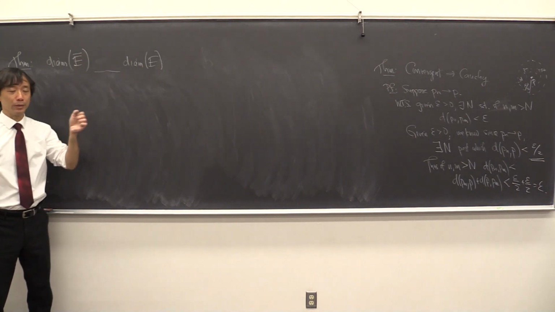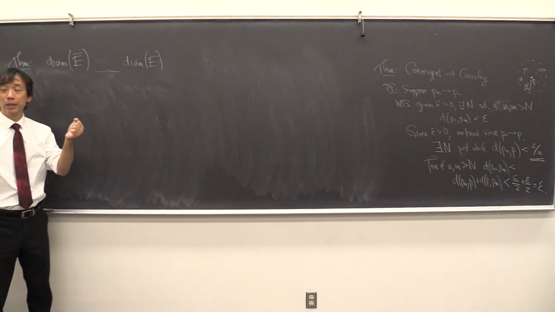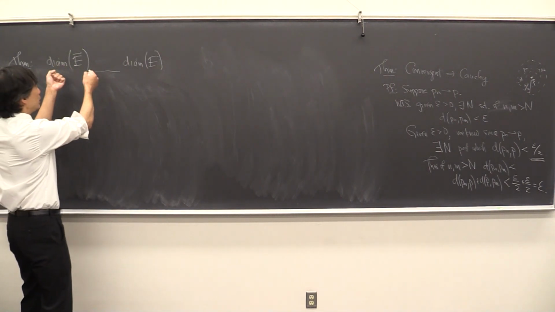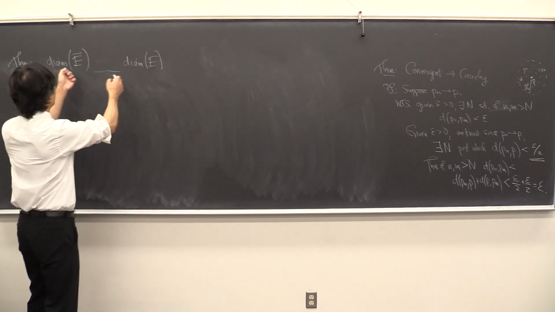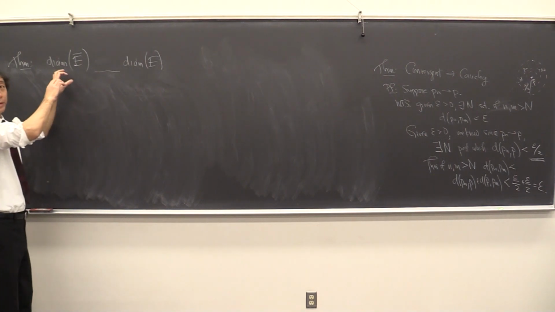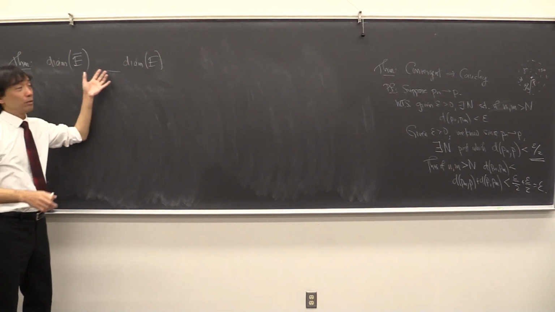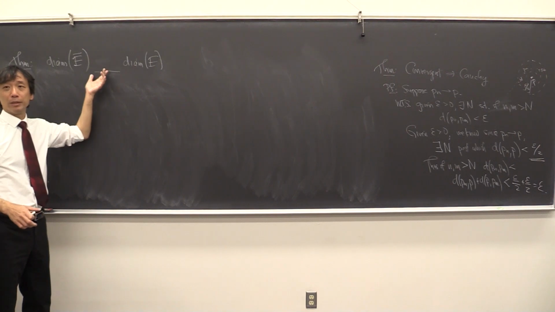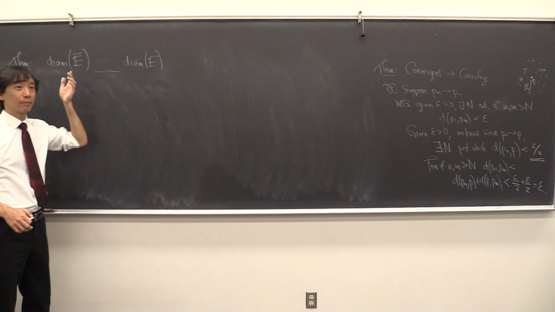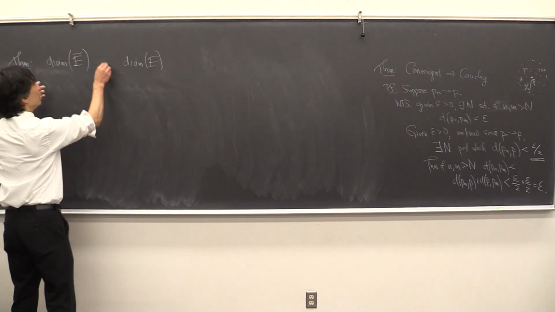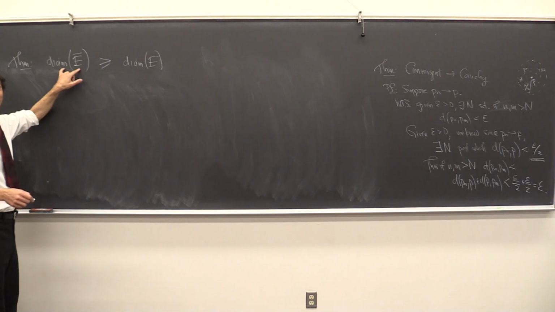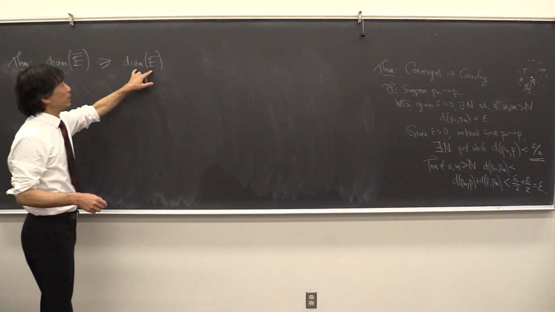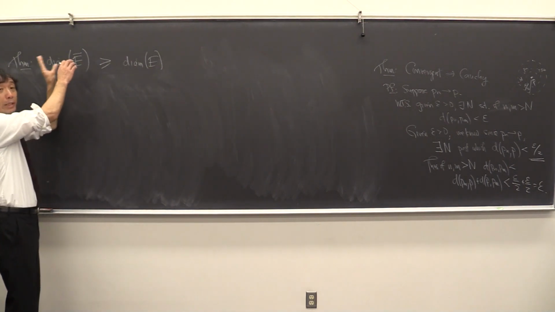You're taking the diameter: you take the distance between two points in the closure, two points in the original set, and you take the supremum of all these distances. What should the relation be? Greater than or equal. That's for sure, because the closure has more points. You're throwing in the limit points.